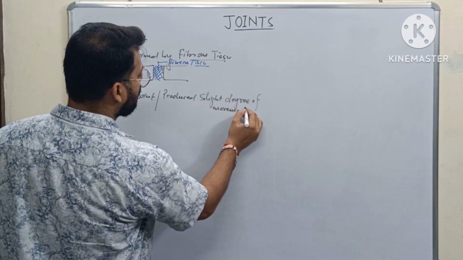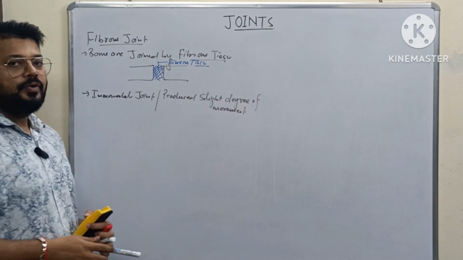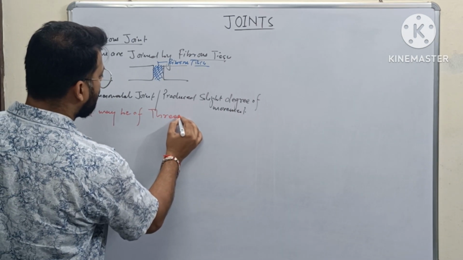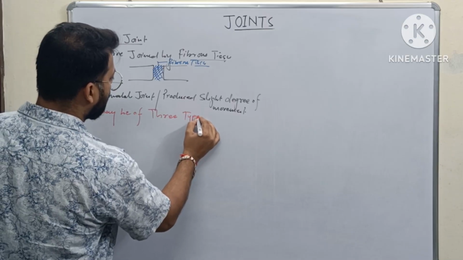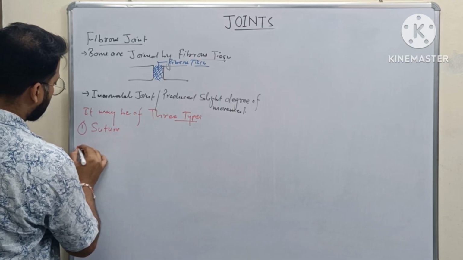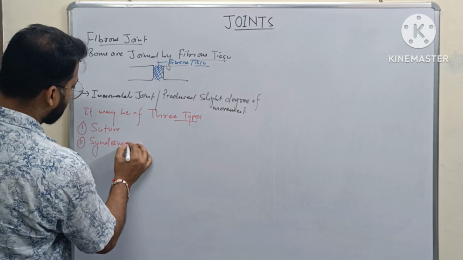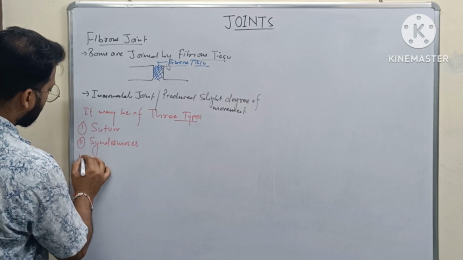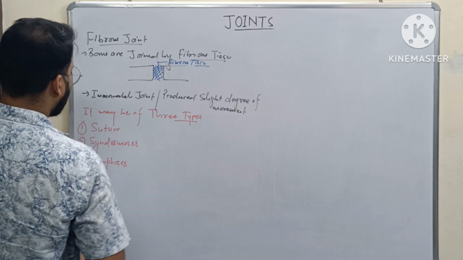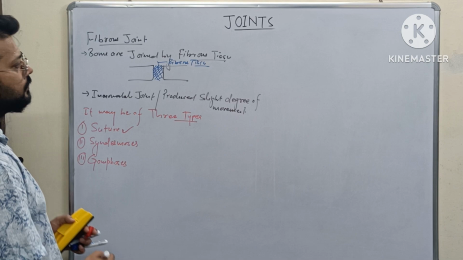Okay, the fibrous joint may be of three types. First is suture, second is syndesmosis, and third is gomphosis. Okay, now let us talk about them one by one. First is suture.